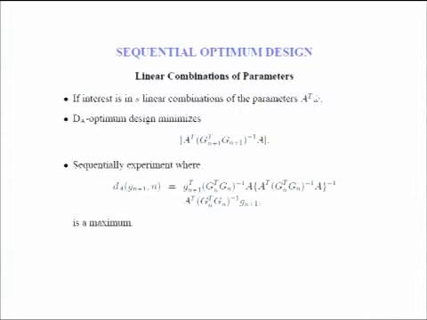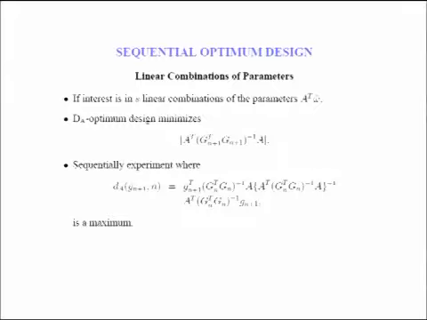We're not actually interested in all of the parameters. We may be interested in linear combinations of the parameters. Here's the set of linear combinations that we might be interested in. Then the DA-optimum design is going to minimize this variance covariance matrix here, and then there is a similar kind of thing. This quantity here from the equivalence theorem is where, sequentially, you want to choose the treatment for which this quantity is a maximum.